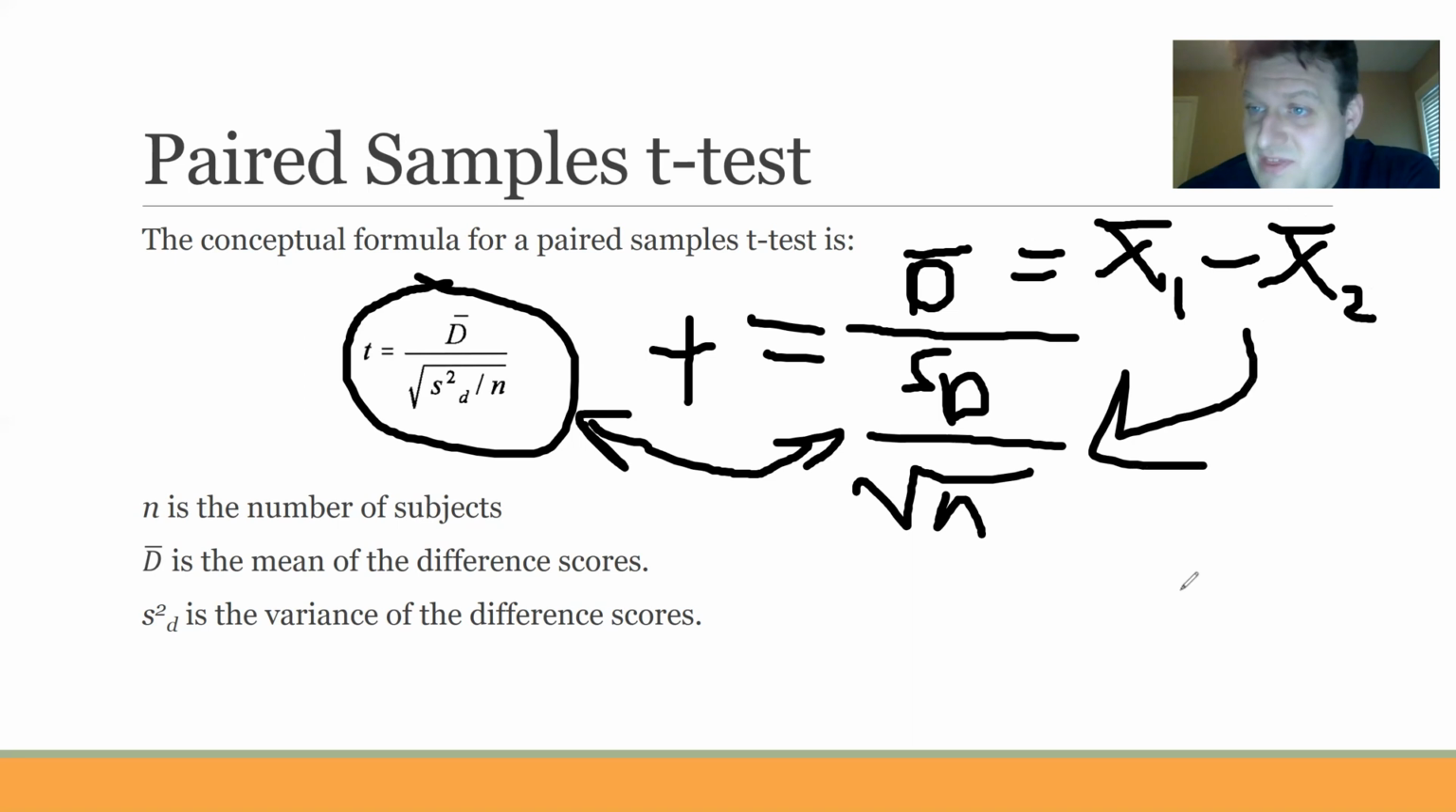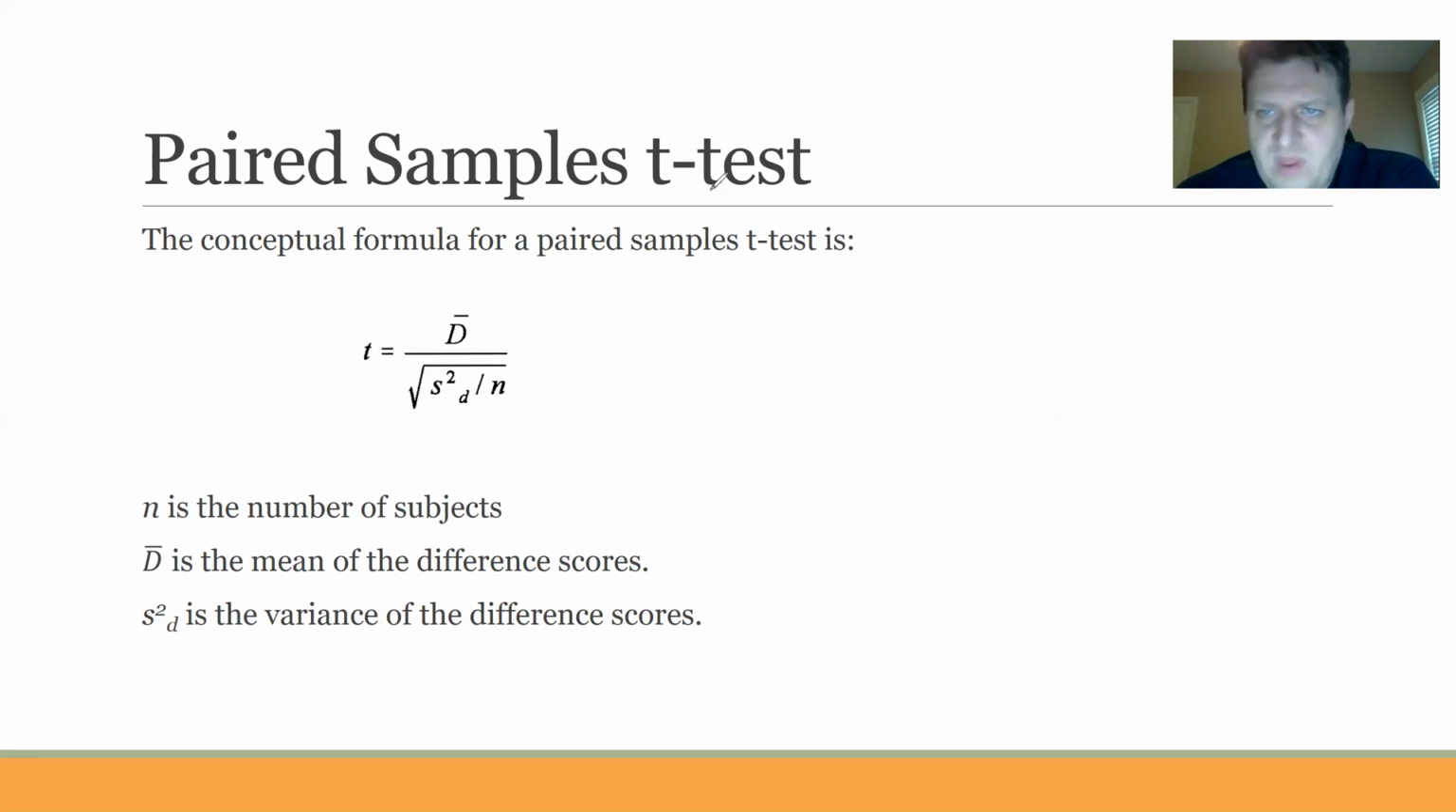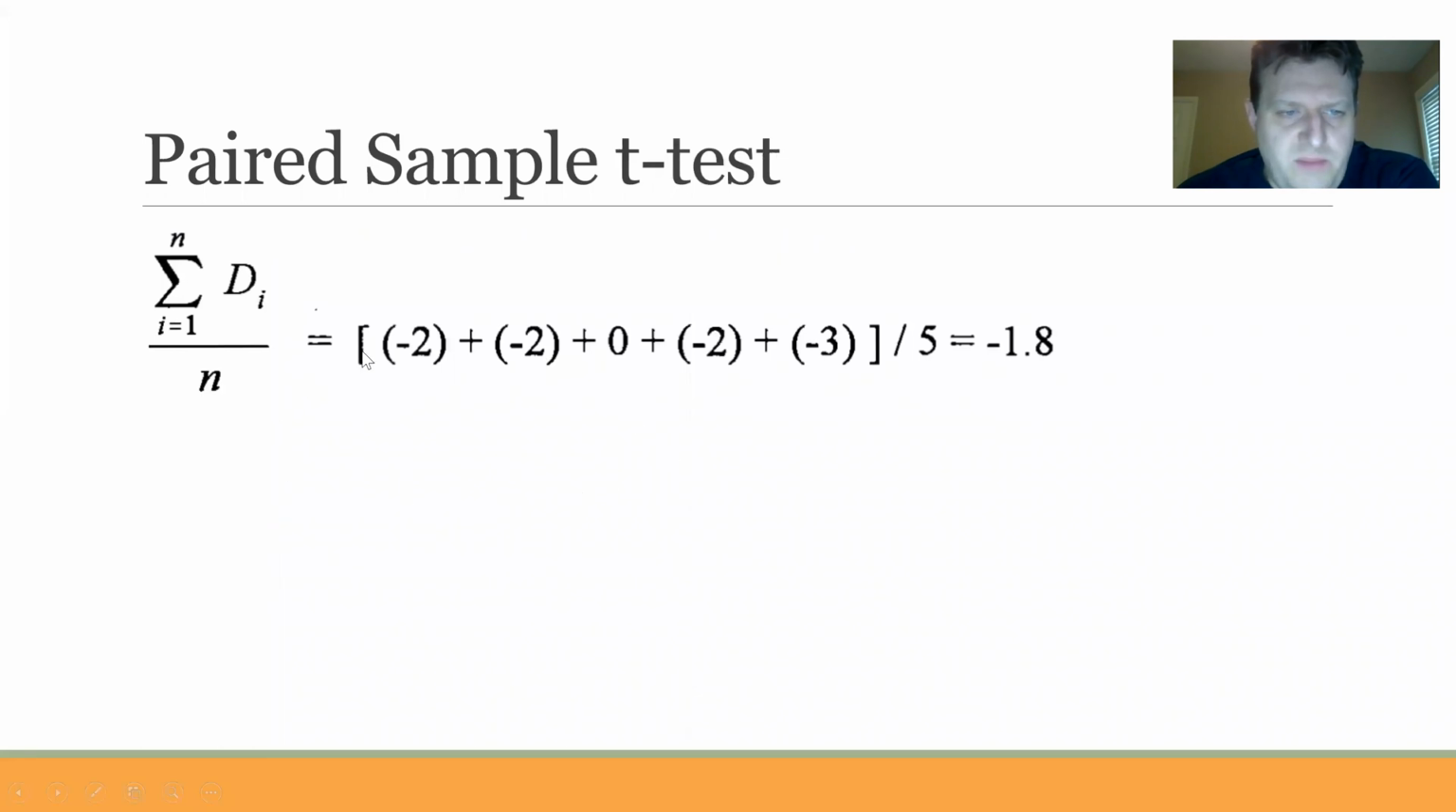All right, nothing new there. The only thing that we need to be concerned with is how do we find out what the standard deviation or what the variance is of these difference scores? We're actually going to have to calculate those out. So this is our formula. Let's go and do it.